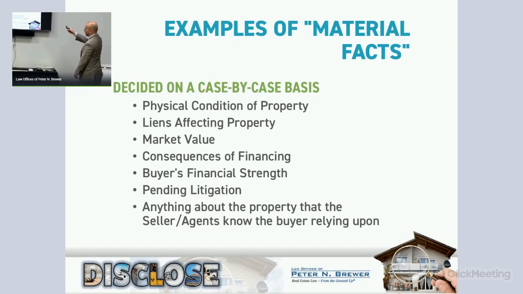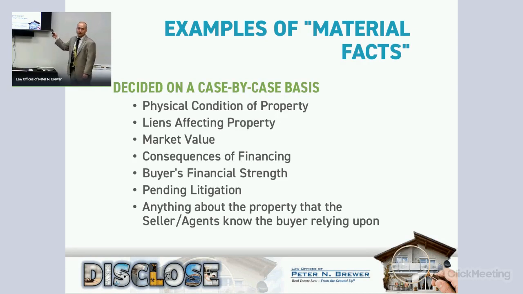So all these line items that I have in this slide, I have taken from cases that deal with this issue of material fact that should have been disclosed and was not. In these cases, the court found that each of these facts was in fact material and should have been disclosed either by the seller or the seller's agent. Physical condition of the property, that's an easy one. Liens affecting the property, right?